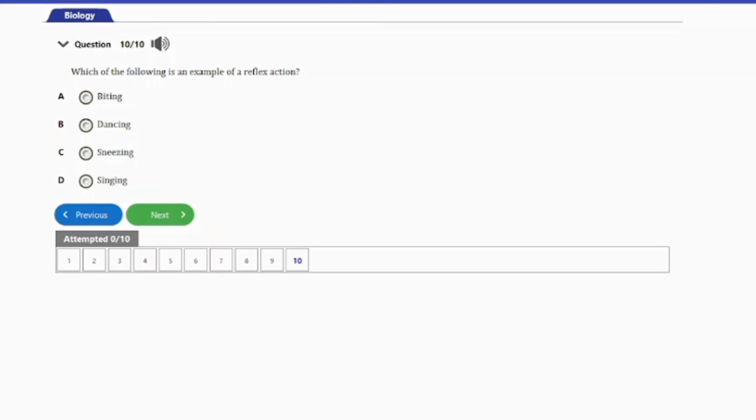Question number 10. Which of the following is an example of a reflex action? A, biting, B, dancing, C, sneezing, D, singing. The answer is option C, sneezing. Sneezing is a reflex action. These are actions that we don't take control of, actions that are not voluntary. They occur spontaneously on their own. We don't need to voluntarily do them, so they are involuntary actions. That's the reflex action. Sneezing is one of such actions, and that's the answer to this question.